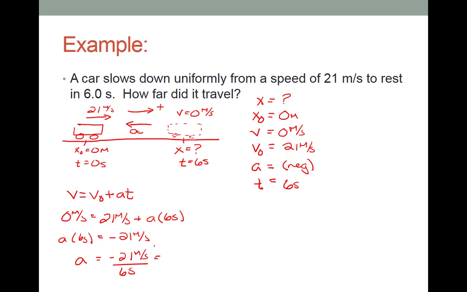And 21 divided by 6 is 3.5. Oh, not 3.5 seconds, 3.5 meters per second squared. And there's a negative sign hanging out in front. So now I know my acceleration. And indeed, it is negative. You can, at this point, write it into your grocery list so you have it as a parameter for future calculations.